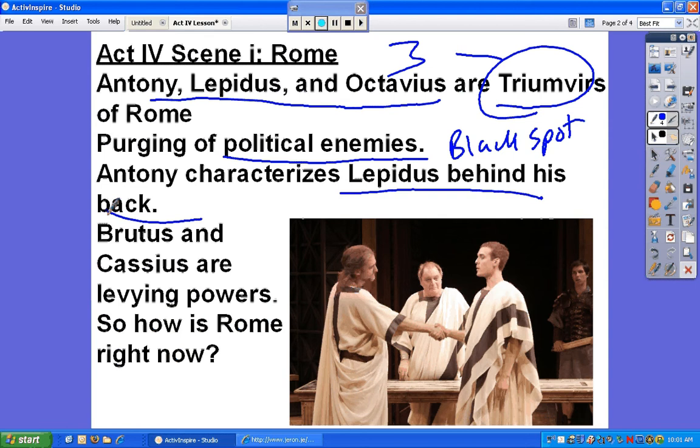We also learn in that scene that Brutus and Cassius are getting ready. And so our essential question at the end of Act 4, Scene 1 is what kind of state is Rome in now? If you're able to answer those questions and be able to identify where they're speaking about these things, you're in good shape as you're reading Act 4.